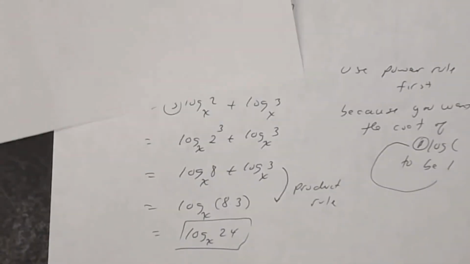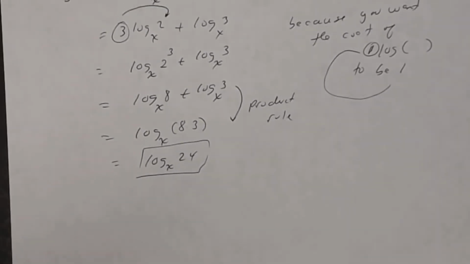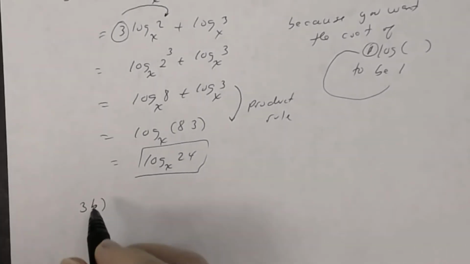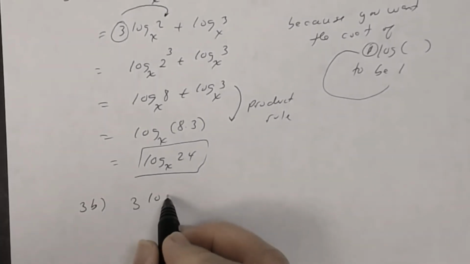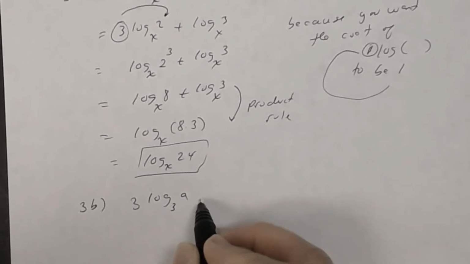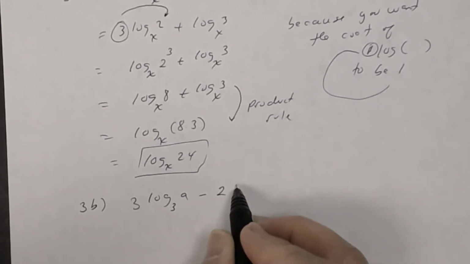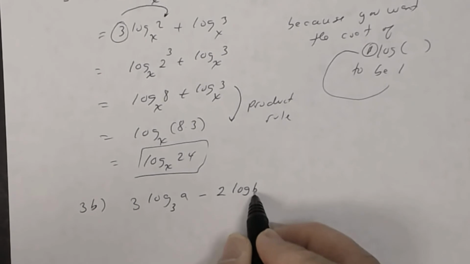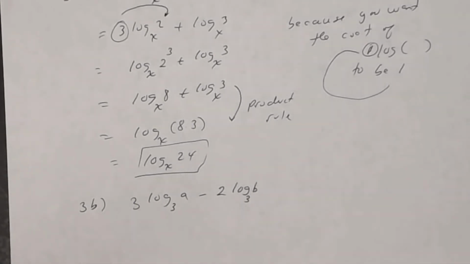All right, now 3b, that's what we have in 3b. So in 3b, we have 3 log of a base 3 minus 2 log of b base 3.